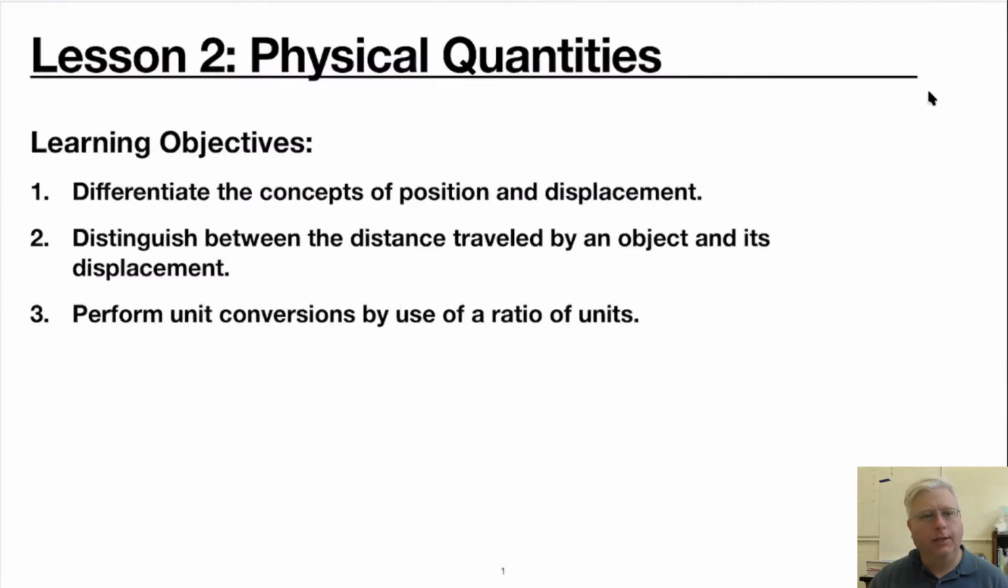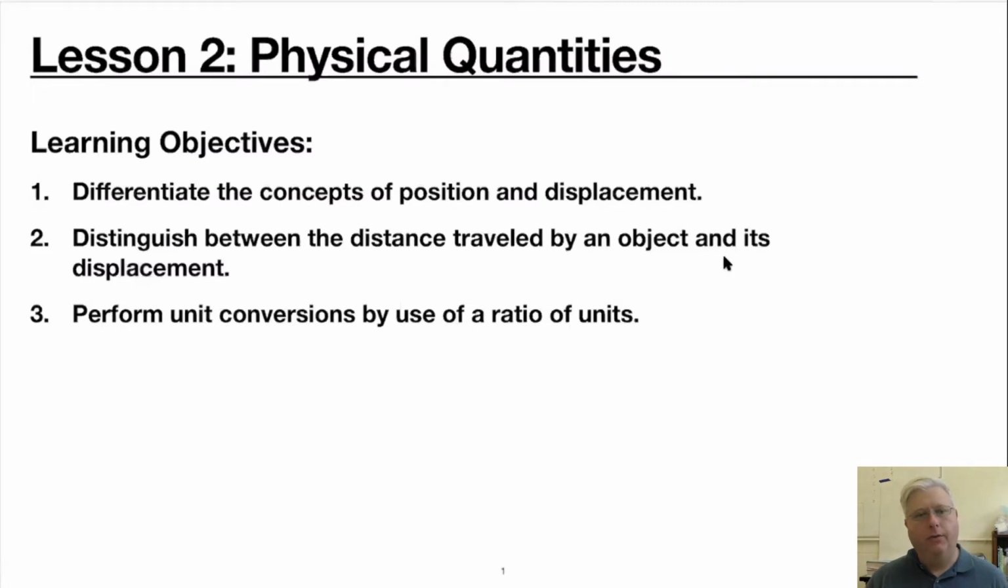We want to first differentiate the concepts of position and displacement, and then distinguish between distance traveled by an object and its displacement. So we have 3 different terms here: position, displacement, and distance traveled. They're all very similar, related to length, which is a big important physical quantity, but they're all slightly different. It's going to be really important in your study of physics to understand the difference between those 3.